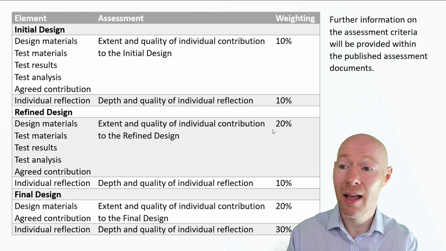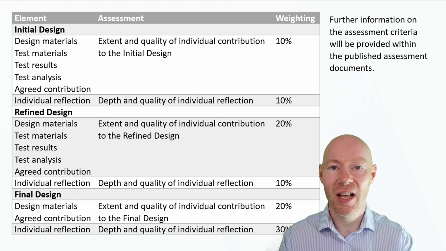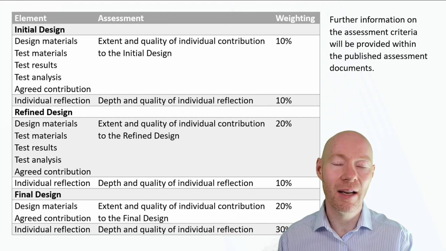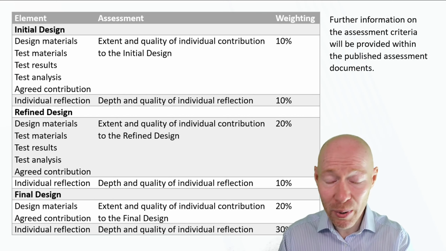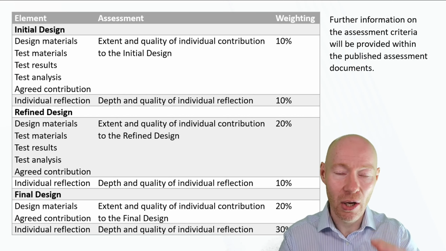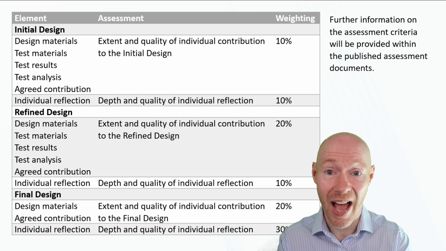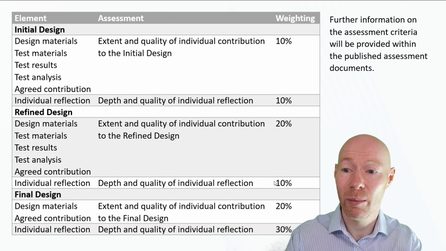For the refined design then, it's similar types of content and a similar sort of elements that we're assessing, but 20% available for that. So hopefully at that point, people have had a chance to settle into the project, and patterns of practice have become more established. 20% is available individually for the extent and the quality of people's contribution to that phase. And for the individual reflection, 10% available for that.